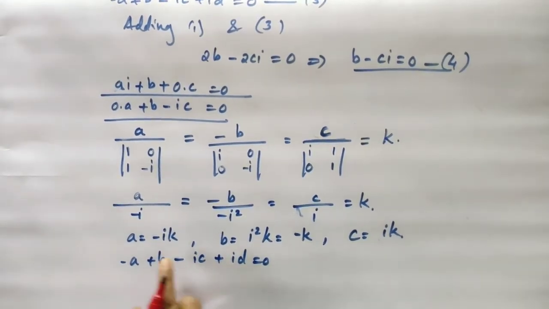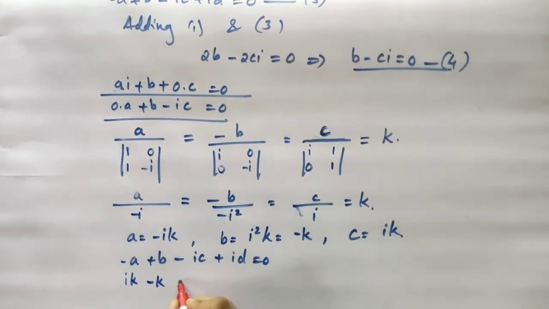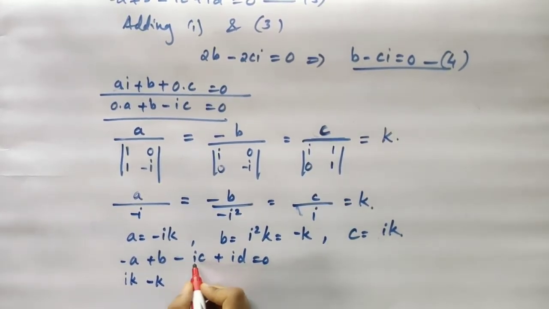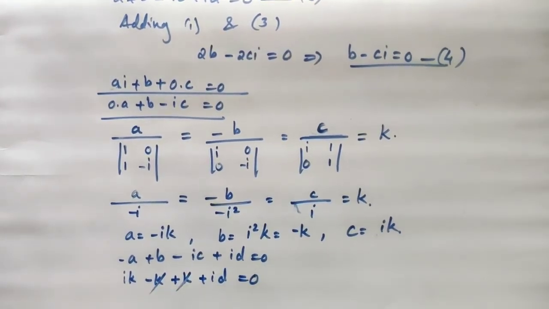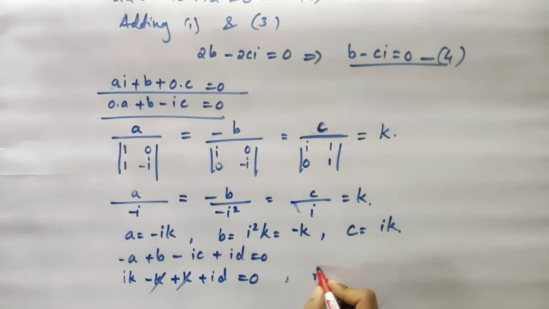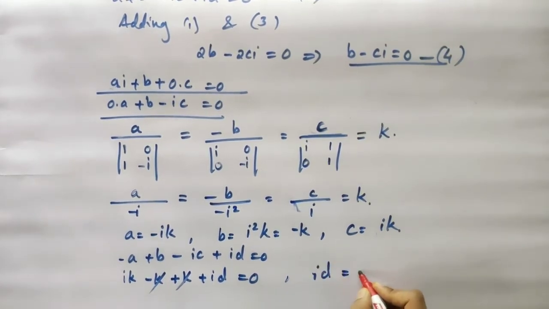So we will substitute the values. If I put A as minus iK, it will be plus iK. Value for B is minus K, so it becomes minus K here. Value for C is iK. i into i makes it i square, i square is minus 1. Minus 1 into this minus sign becomes plus K. Plus iD is equal to 0. Plus K minus K gets cancelled. You will get i into D is equal to minus iK.